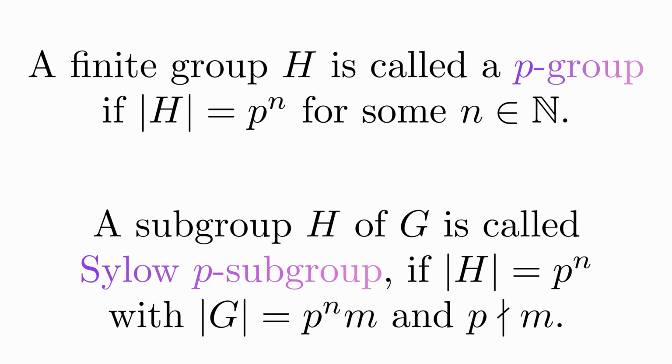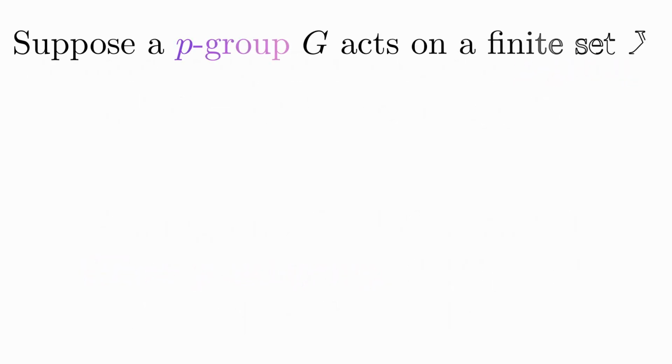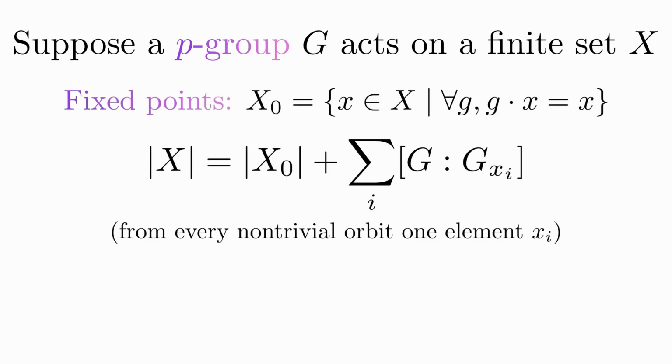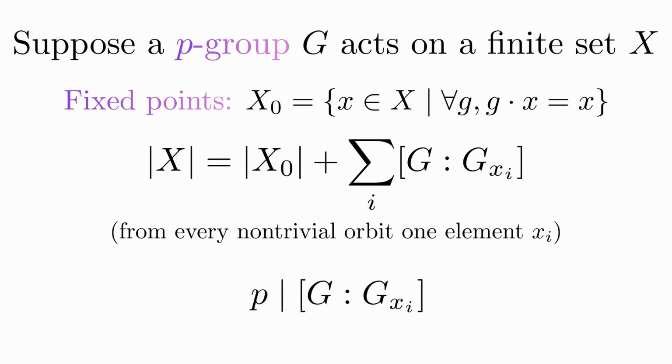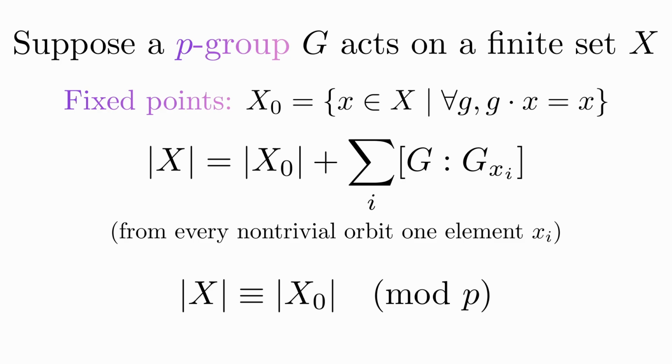Many of these results rely on group actions. Suppose a P group acts on a finite set. Using the orbit-decomposition formula, we analyze the number of fixed points. For any non-fixed element, its stabilizer is a proper subgroup, meaning the index of the stabilizer is greater than 1 and divides the order of G, which is a prime power. Since the only divisors of a prime power are other prime powers, each orbit size is divisible by P. Reducing modulo P, we conclude that the number of elements in X is congruent to the number of fixed points modulo P.